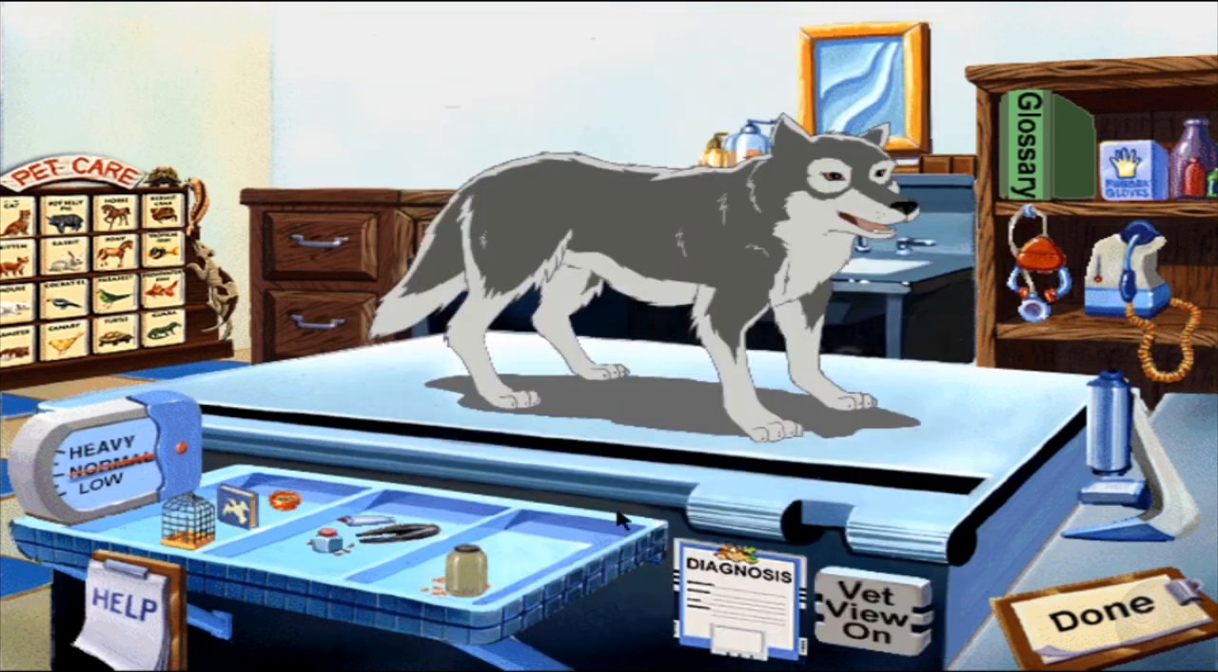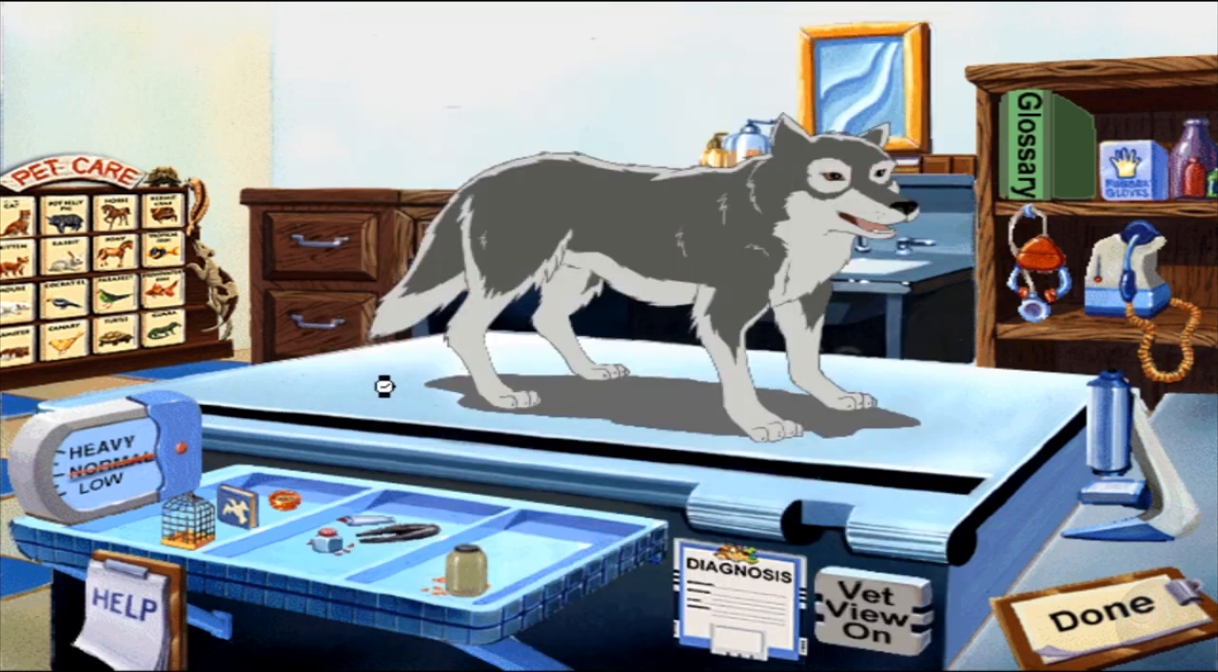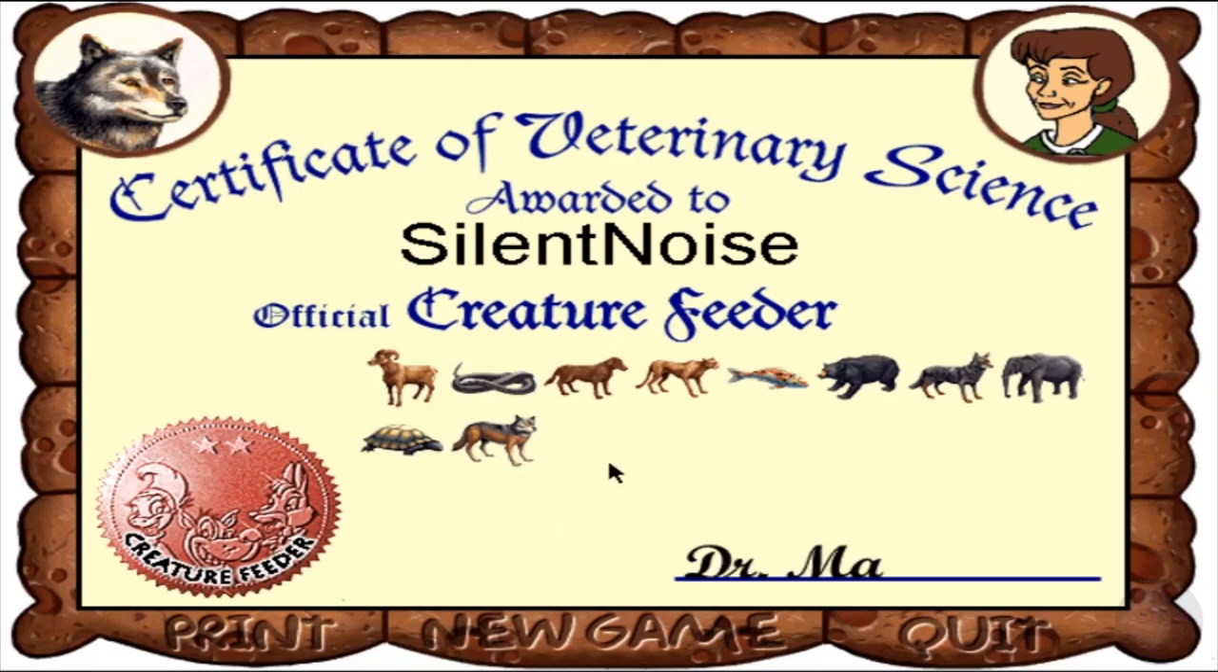Now that we know what the problem is, I will set up 3 trays full of different pain pills. Good job. This diagnosis was a little tough. The unhealthy bone ends we could see with the magnifying glass helped me diagnose the wolf. Arthritis usually occurs in older animals. The pain pills will allow the wolf to rest in comfort. Confinement and rest is a good idea until the wolf is feeling better. Congratulations! You really earned this certificate.